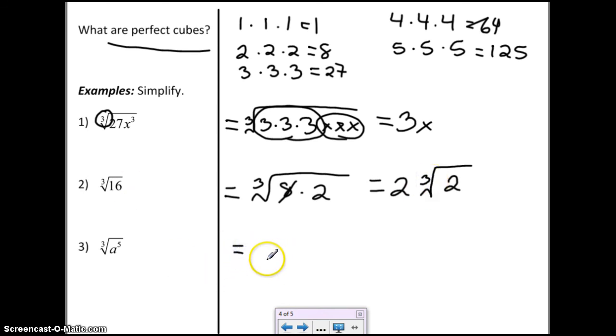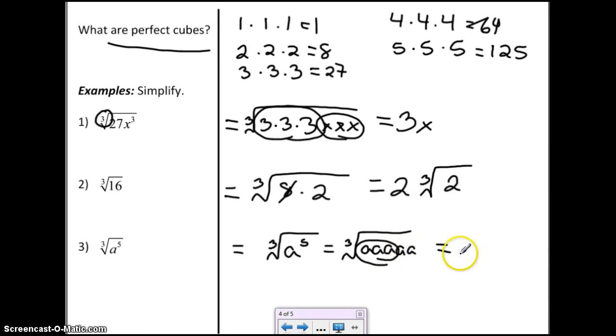And then last but not least, I'm going to look at the cube root of a to the 5th. That means I have a times a times a times a times a. So I got 5 a's there. Again, I'm looking for 3 of a kind. I can only do that once, and then I'm going to have 2 left over. So I'm going to pull out 1 a to represent these 3, and then I'm going to put my other 2 that are left inside. And again, this is a cube root, so I have to keep that 3 there.